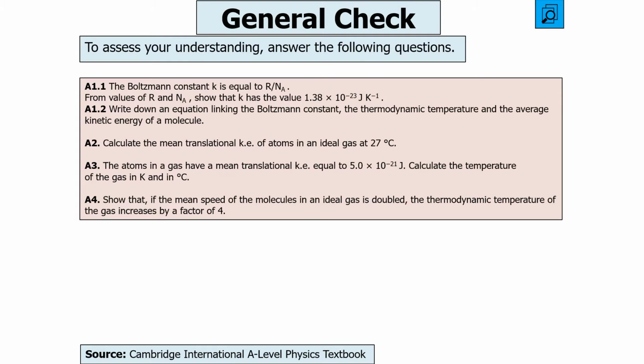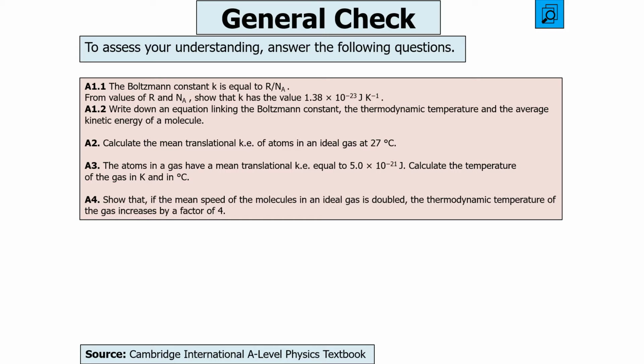The next question says the Boltzmann constant k is equal to R over Na. From the values of R and Na, show that k has a value of 1.38 times 10 to the minus 23 joules per Kelvin. Then write down an equation linking the Boltzmann constant, the thermodynamic temperature, and the average kinetic energy of a molecule. Calculate the mean kinetic energy of atoms in an ideal gas at 27 degrees Celsius.